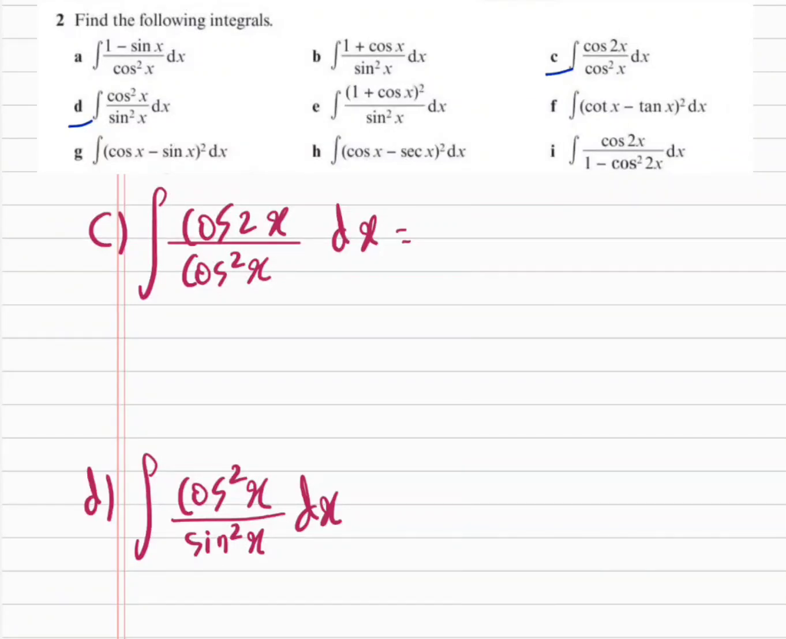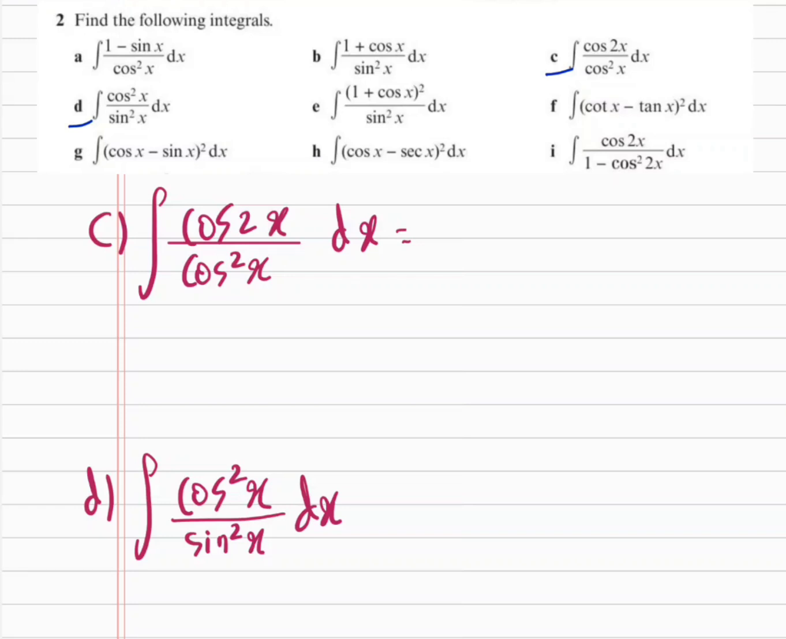Hi everyone, this video is on Exercise 11C, question 2, and I'm going to do parts C and D. So in part C we want to integrate cos 2x over cos squared x, and this section is about using trigonometric identities. So in this question we have two options, but one of them is much better than the other.